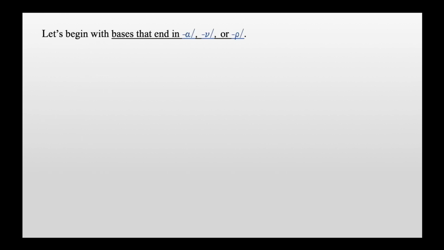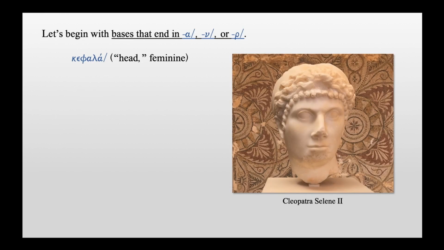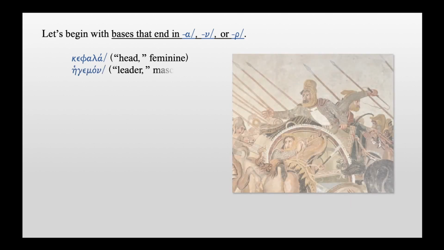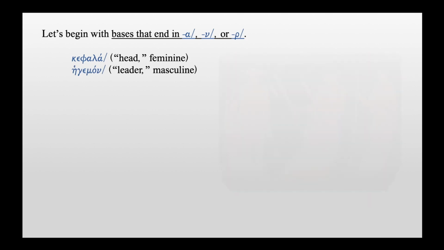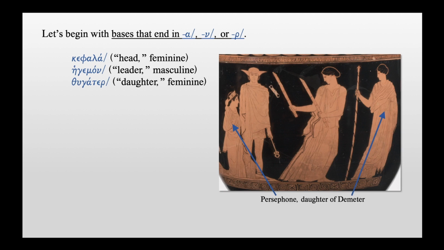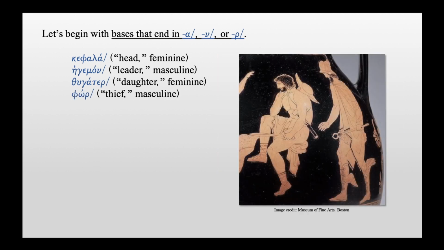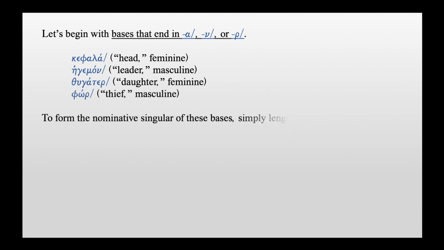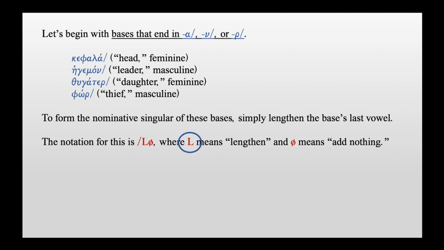Let's begin with bases that end in alpha, nu, or rho, such as kephala, a feminine noun meaning head, hegemon, a masculine noun meaning leader, thugater, a feminine noun meaning daughter, and klop, a masculine noun meaning thief. To form the nominative singular of these bases, simply lengthen the base's last vowel.